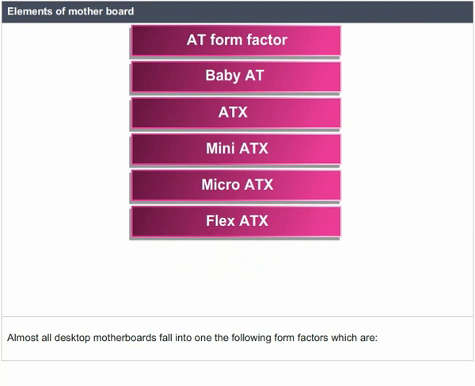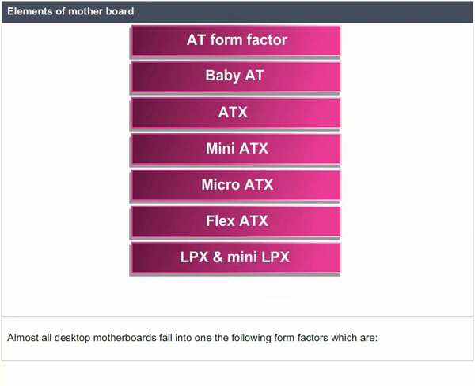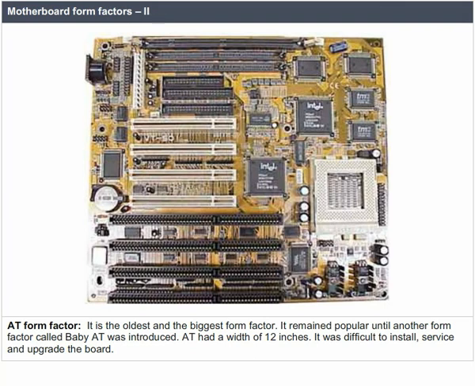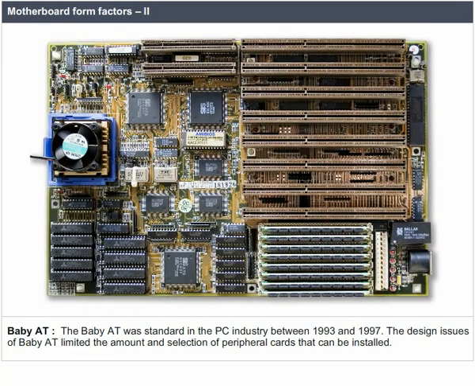AT form factor. It is the oldest and biggest form factor. It remained popular until another form factor called Baby AT was introduced. AT had a width of 12 inches. It was difficult to install, service, and upgrade the board. Baby AT. The Baby AT was standard in the PC industry between 1993 and 1997. The design issues of Baby AT limited the amount and selection of peripheral cards that can be installed. The input-output ports were separate and mounted on the case and were connected to pin outs on the motherboard.